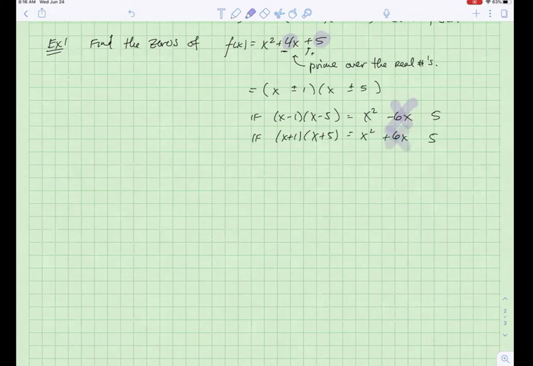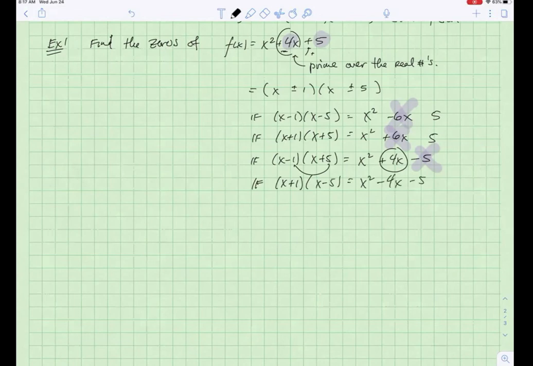And so you might say, well, switch some signs. All right, well, if this is x minus 1 times x plus 5, that'll give me x squared plus 4x, which is actually what I'm looking for here, but this is a negative 5. And so it fails here, and this just keeps going. All the combinations that you're going to try are not going to work out here. And this is x squared minus 4x minus 5. And now both of them are wrong.